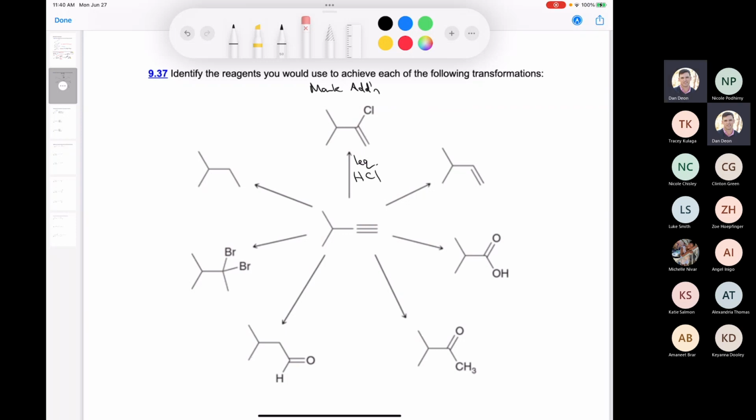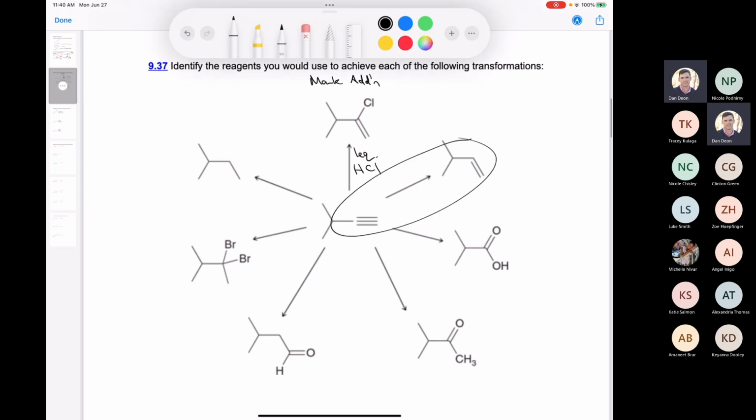The next one is we're reducing a terminal alkyne to a terminal alkene. We just saw this one as well. The only way to do that, you cannot use sodium metal reduction. You've got to use hydrogen gas and Lindlar's catalyst.